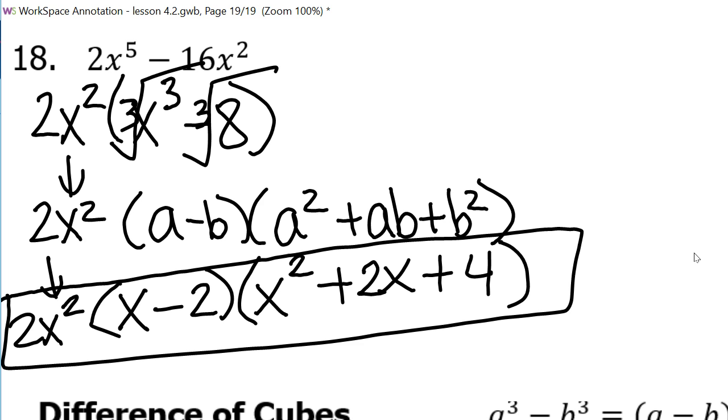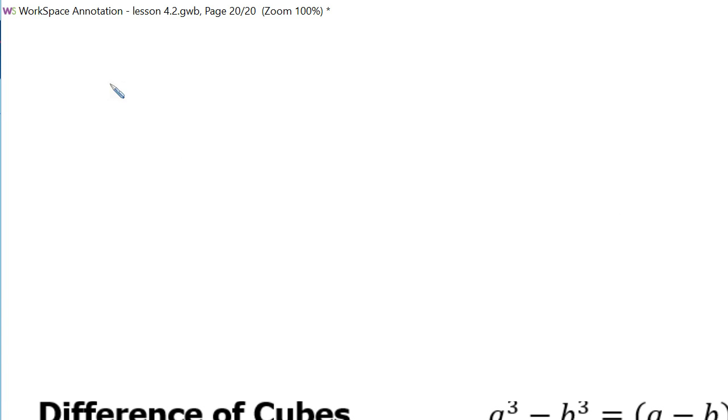Now, one more thing before you turn in your assignment. Your assignment is not going to have differences of squares first and then differences and sums of cubes last. They're going to be mixed up. So you'll have to do a little bit of thinking. So let's say I have x to the 6th minus 16. Is that a difference of squares or a difference of cubes?